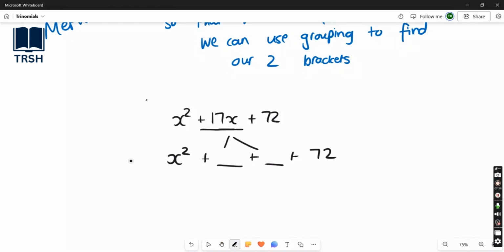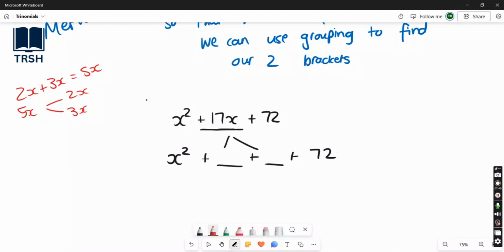In order for us to split it, you should already know that whenever we have 2x plus 3x, it gives us 5x. So even if we have 5x and we try splitting the 5x, we can split it into 2x and 3x. And that's exactly what we're trying to do. We're trying to take the 17x and split it into two by using the like terms kind of thing. So both will have an x as a variable.